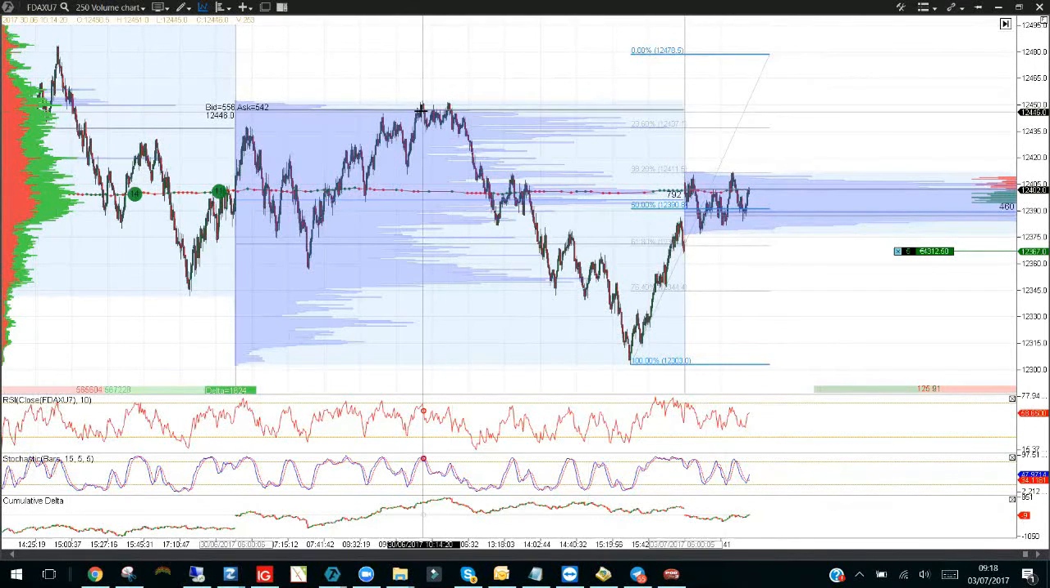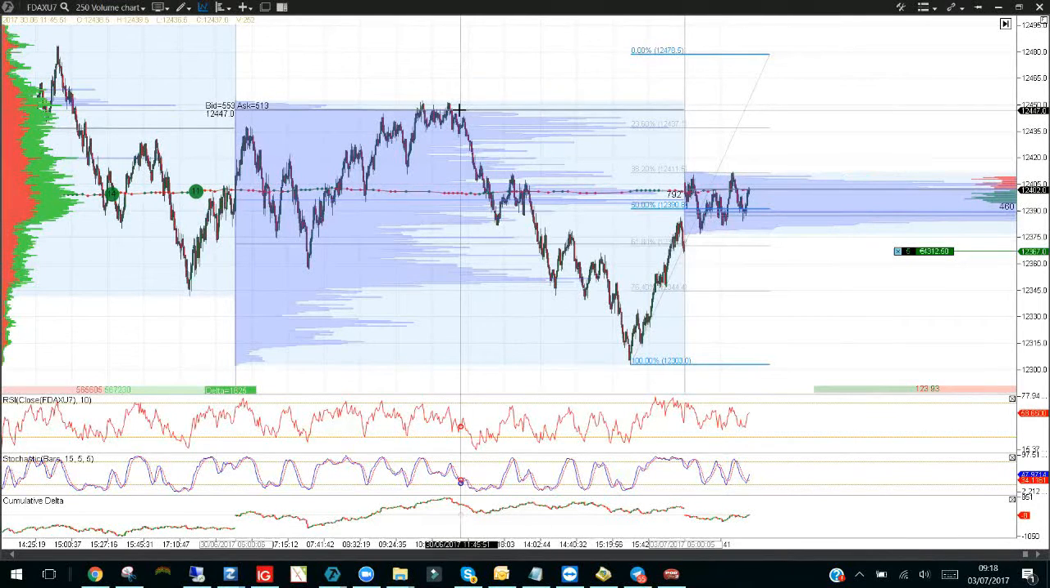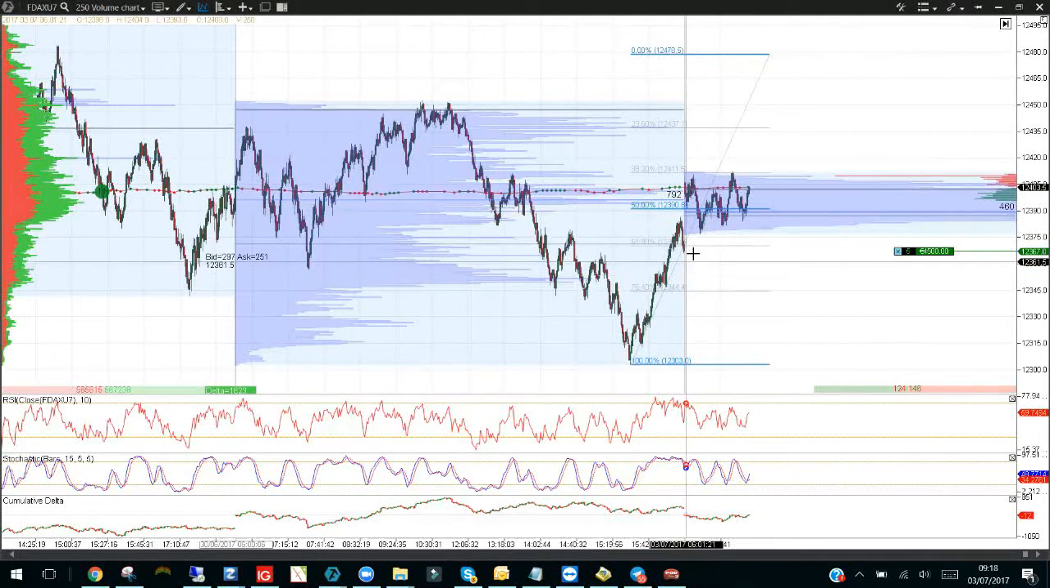There is a bit of resistance overhead with the value area high from Friday. And right now, we're pretty magnetic. We're stuck on the point of control, the POC from Friday. So we're oscillating around that, waiting for that break to happen. So that's an interesting spot for me.